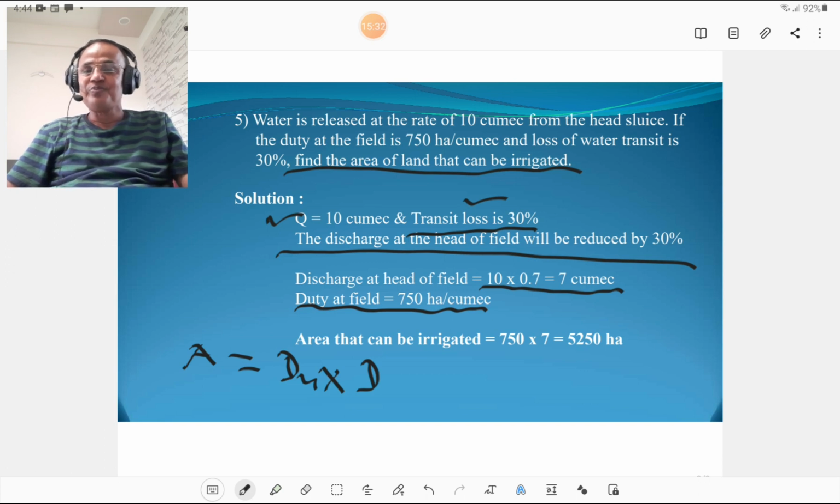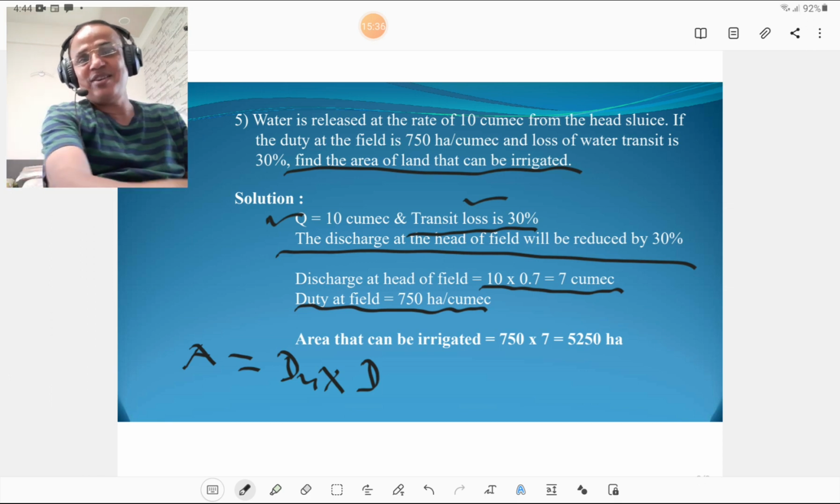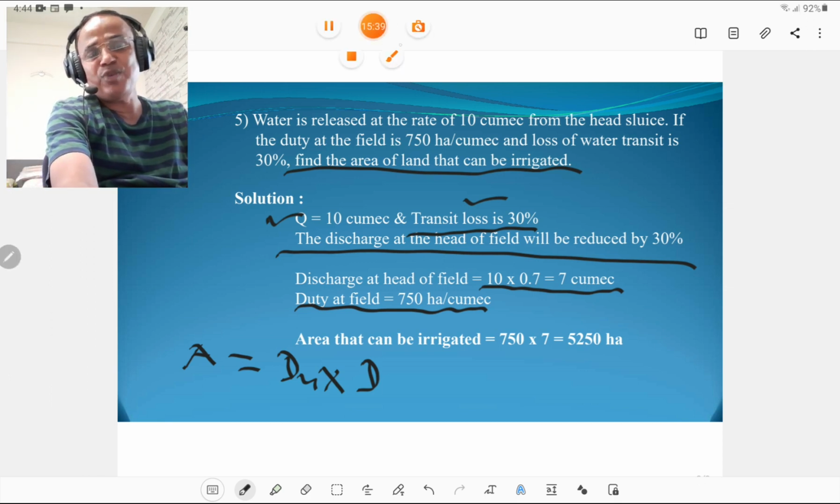So this is over for this lecture, but you must know such types of problems are asked in analytical examinations.